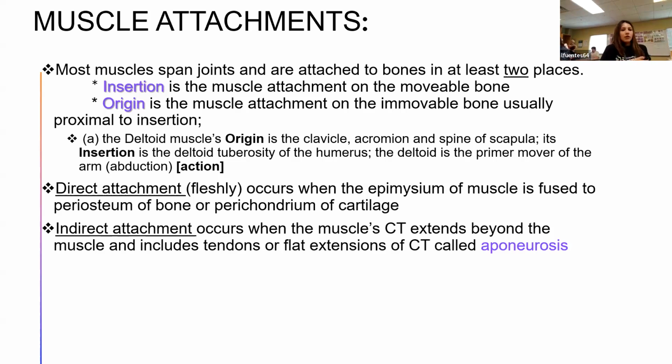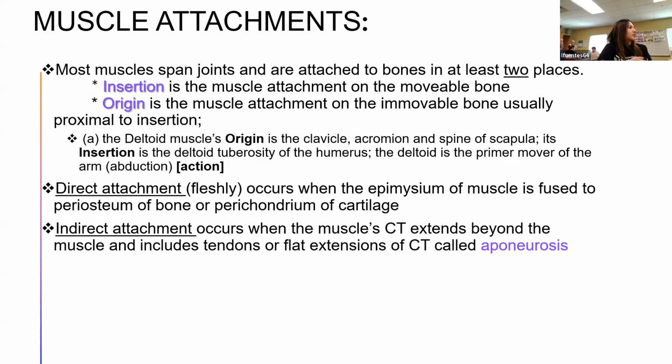And then a little bit more on muscle attachments. A direct attachment occurs when the epimysium of muscle is fused to the periosteum of bone or perichondrium of cartilage. We talked about this with the last unit. The periosteum of bone is that outside. So direct attachment is when the epimysium is fused to the periosteum.